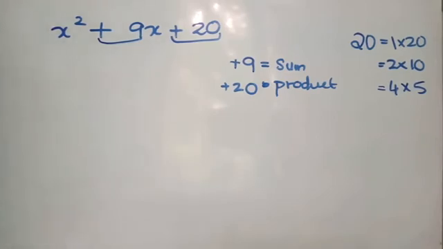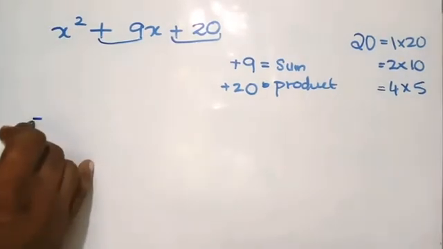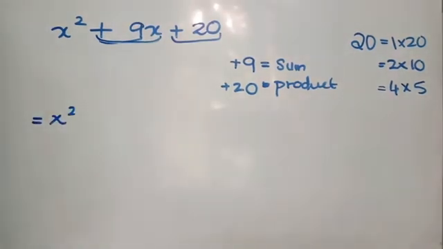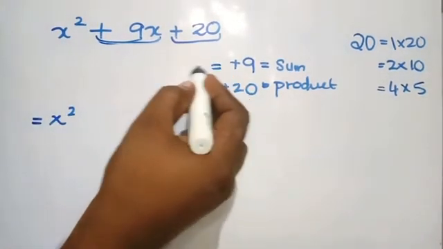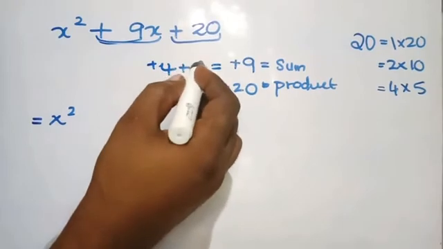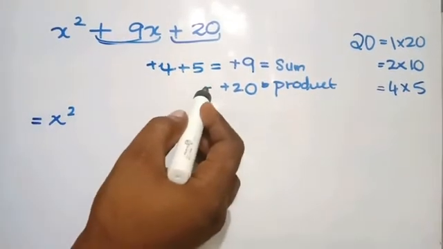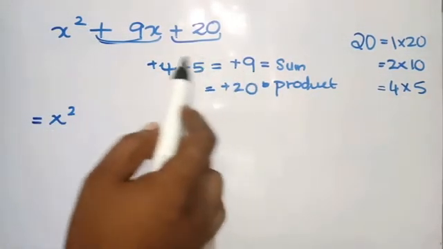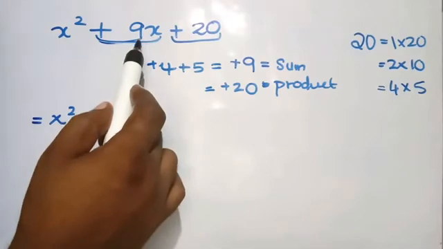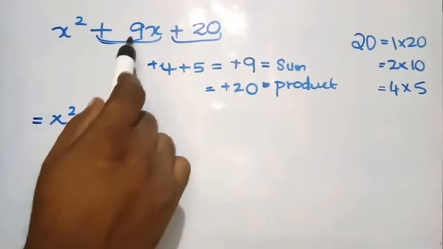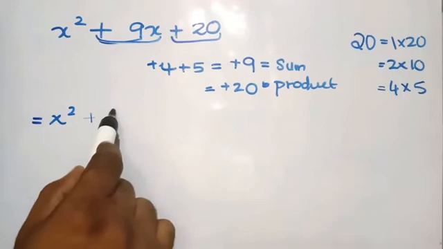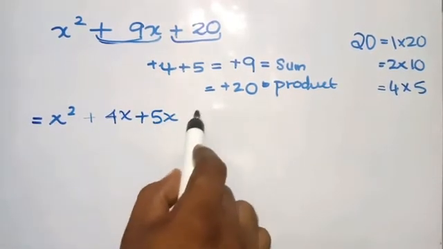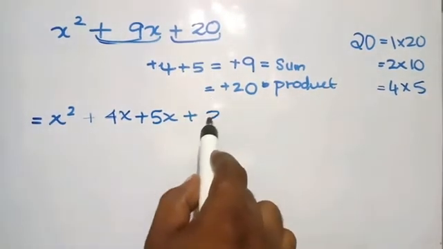Okay, so here we can write plus 9 as 4 plus 5, and 20 as 4 into 5. Okay, so as 9 is 4 plus 5, 9x is 4x plus 5x. So this 9x can be written as plus 4x plus 5x, plus last term is 20.